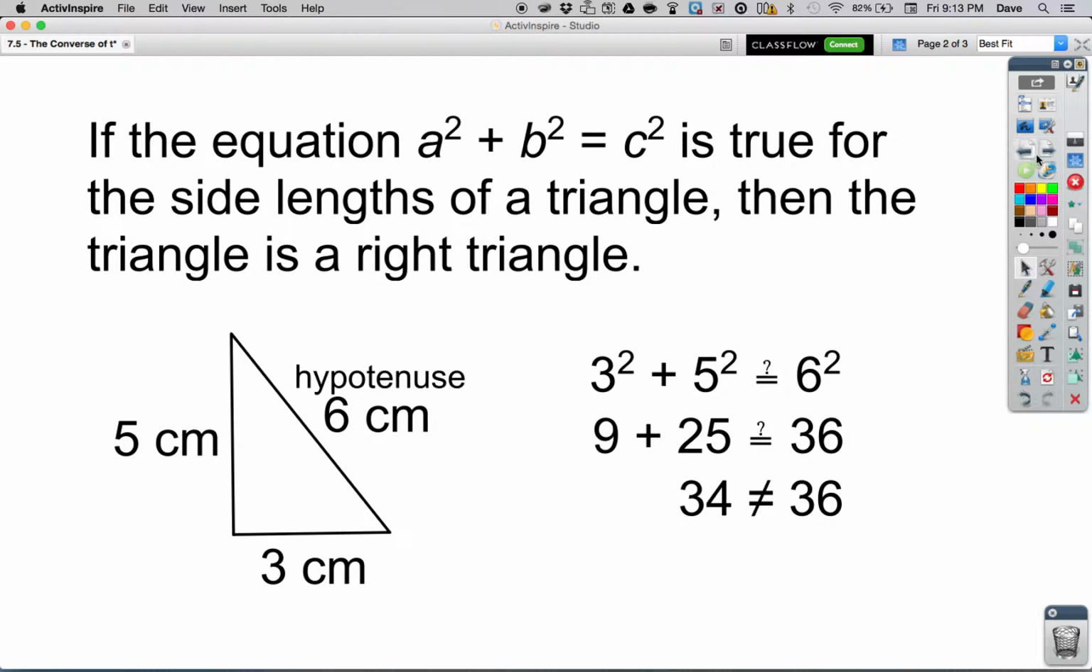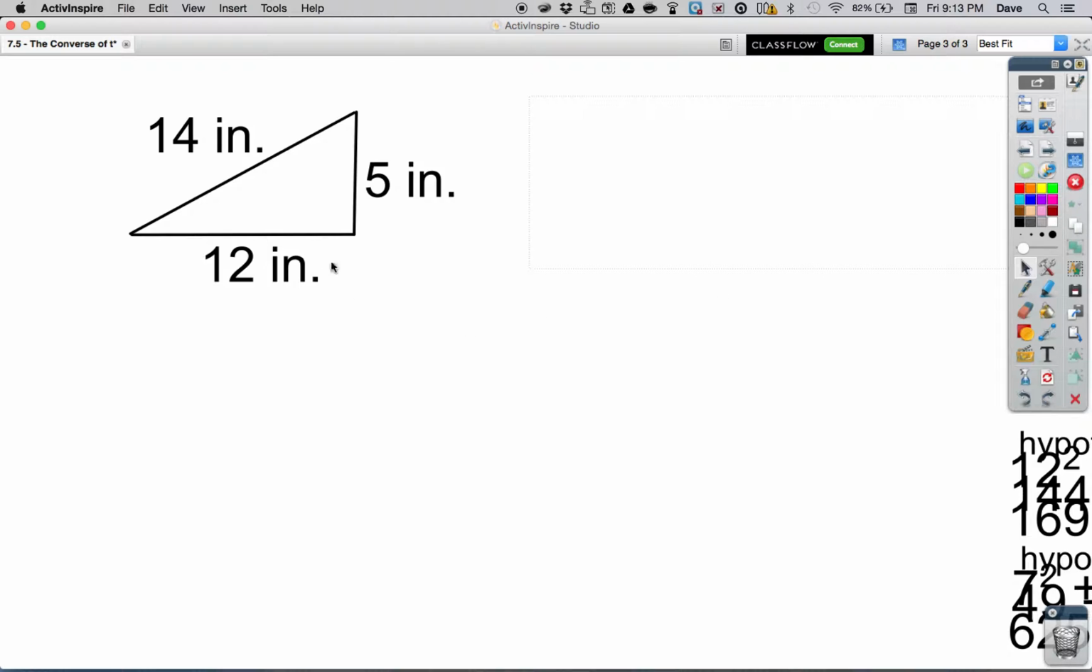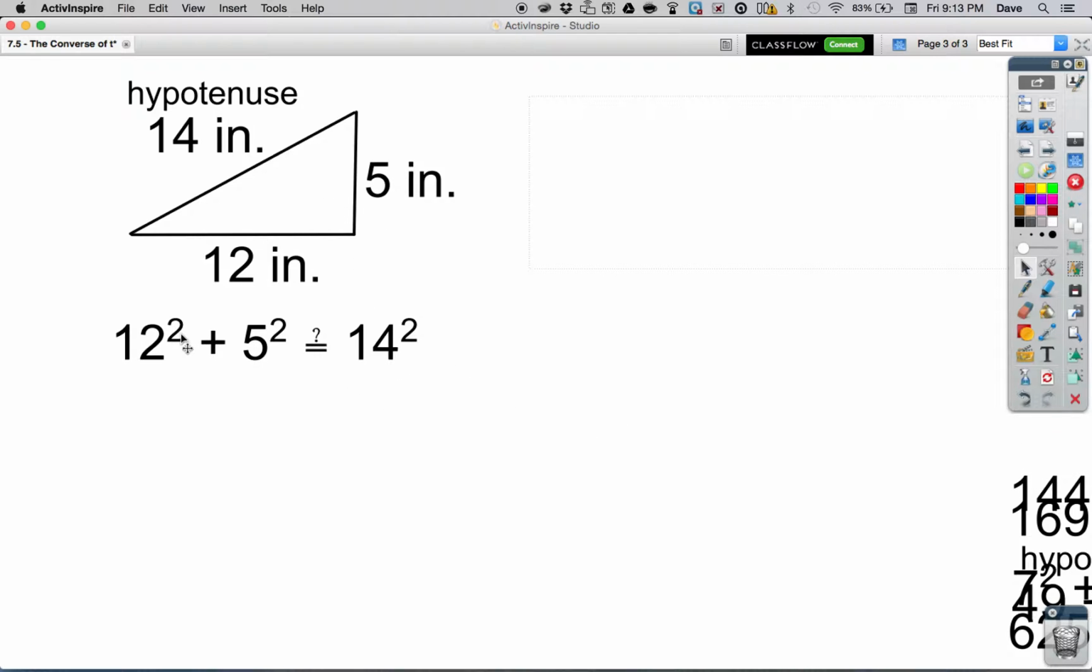Alright, let's try 2 more examples. How about this one? 14 inches, 12 inches, and 5 inches. Take a look for yourself for a moment and identify which one of those is the hypotenuse. Alright, if you picked 14, you're right, because 14 is the longest of the 3 sides, which makes 12 and 5 the legs, A and B, which means I can plug them into my formula like so.